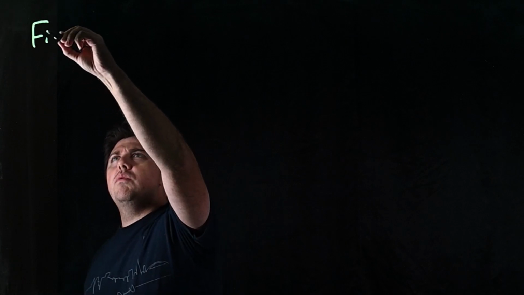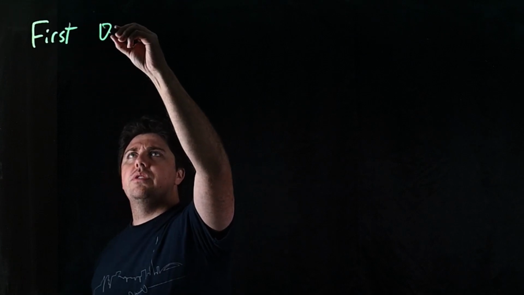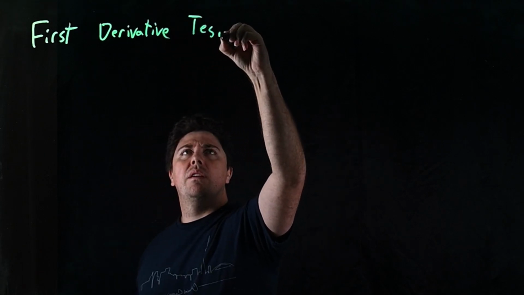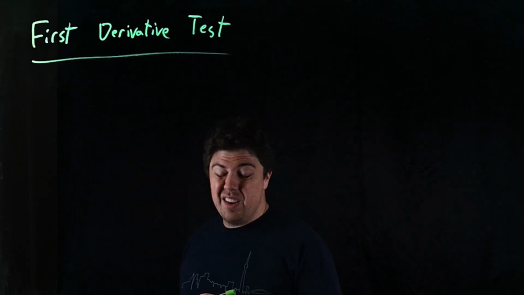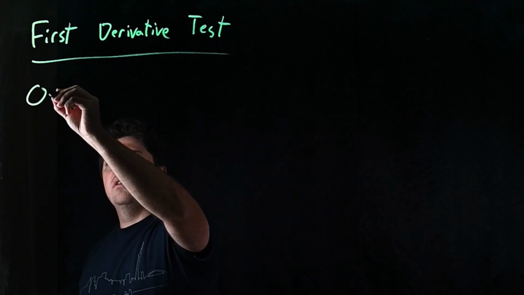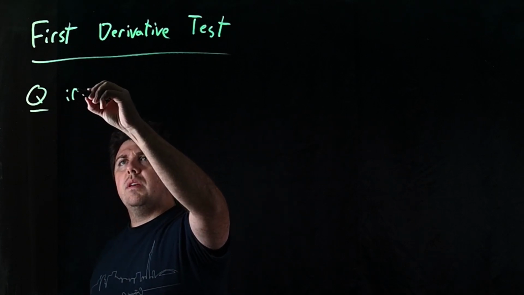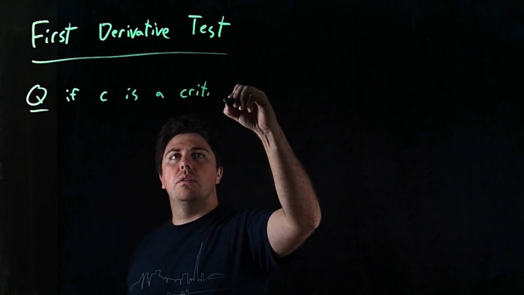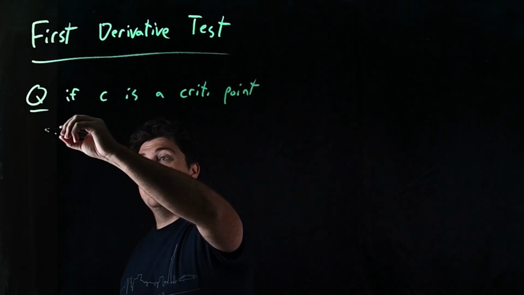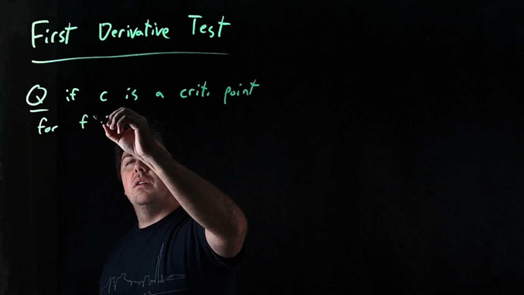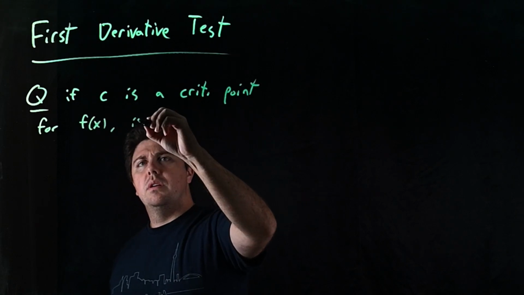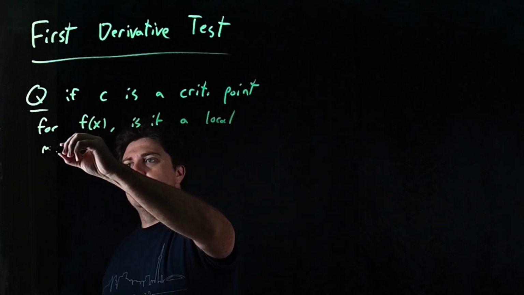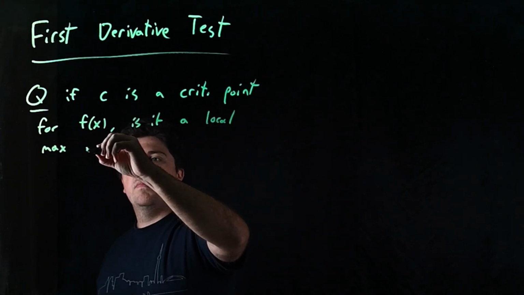Now let's talk about what's called the first derivative test. So underpinning this video and the next is the question: if C is a critical point for f at x, is it a local maximum or minimum?